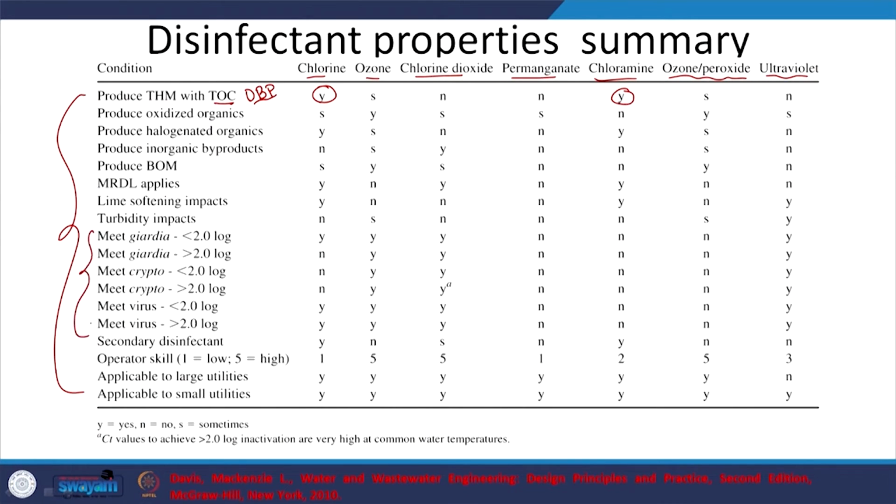And these are different types of pathogens here: protozoa, viruses and such. Log 2 is 99 percent removal, log 3 is 99.9 percent removal, and so on. So, as you can see here, permanganate, chlorine and such are not able to achieve a great level of removal for quite a few of the pathogens of interest. So, that is something to keep in mind: not every disinfectant is effective against the range of pathogens that we come across.